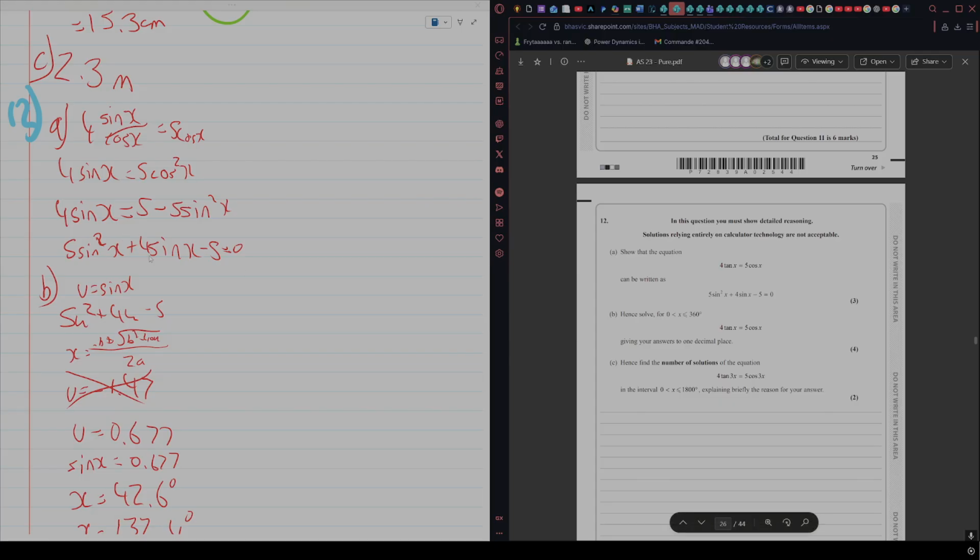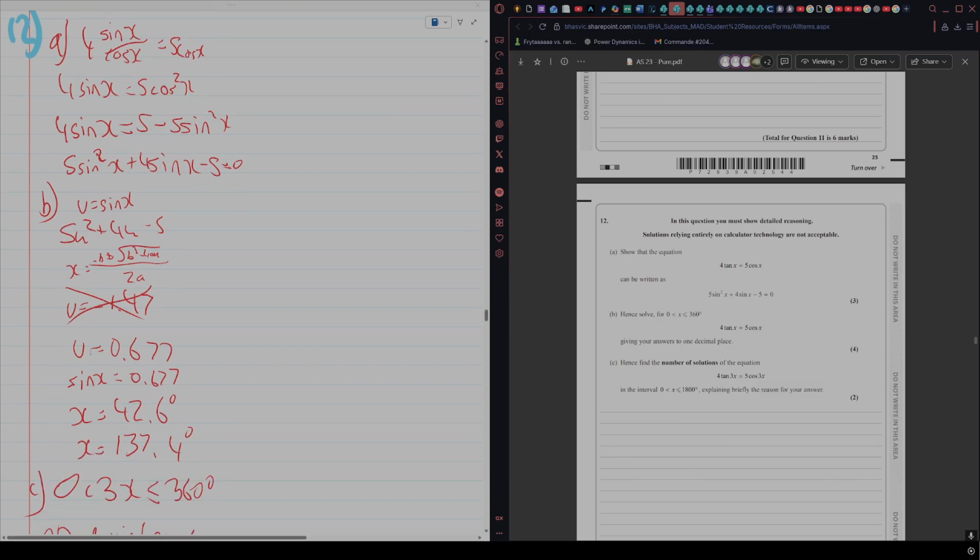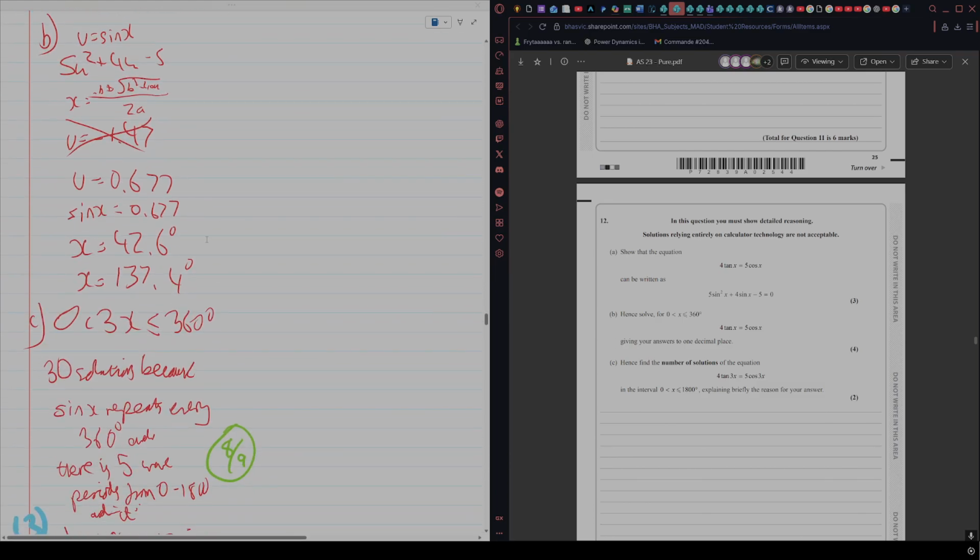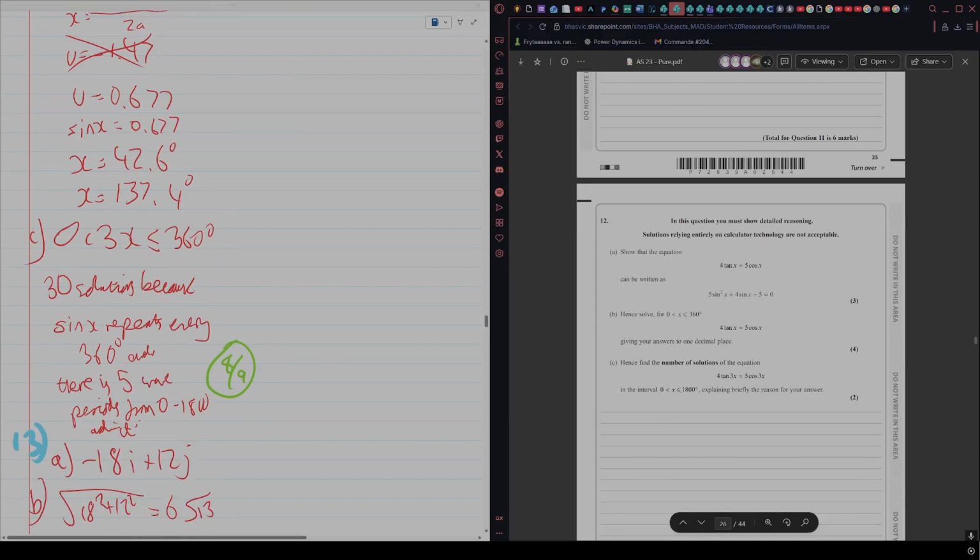Then you solve, you do the quadratic stuff. You say that it can't be negative 1.547 because that's outside the range of sine. This is the solution, and then you find these two values of x. This is pretty simple stuff. Then for part C, though, you have to give the number of solutions in this period. So I think, if I remember correctly, I got the number of solutions.